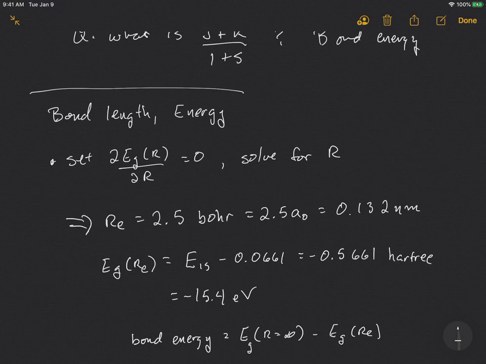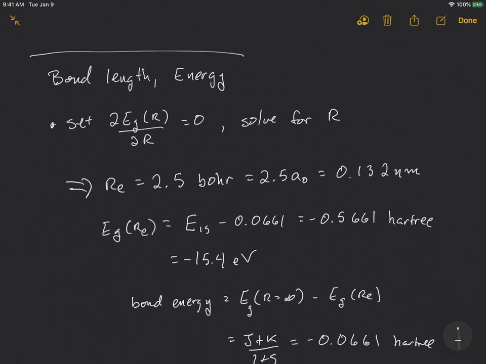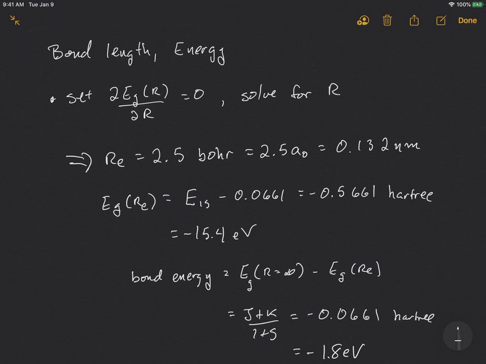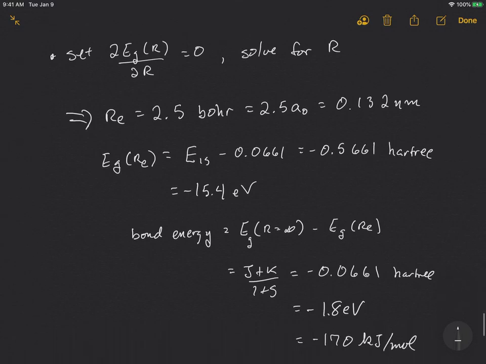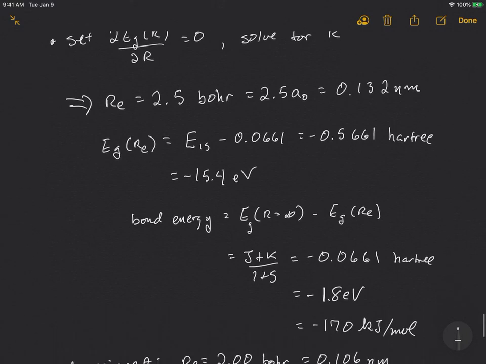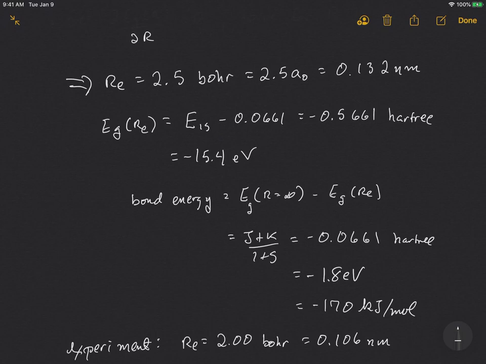Now, the energy that is required to pull one of the nuclei away to break the bond is going to be this bond energy. And again, that's the J plus K over 1 plus S. And that, of course, is this minus 0.0661 Hartree, or about 1.8 electron volts, or about 170 kilojoules per mole.